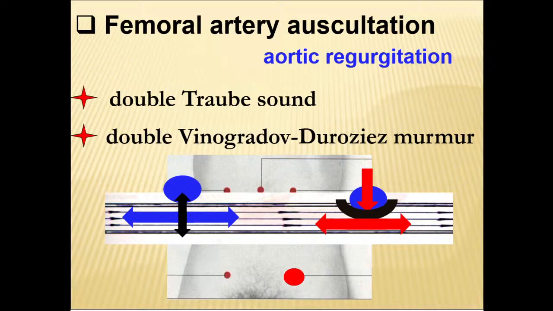The femoral artery is auscultated only in case of aortic regurgitation. We put the stethoscope above the ilioinguinal ligament slightly to listen to the vibration of vessels, the double Traube sound. Then we press to auscultate the double Vinogradov-Durazier murmur.